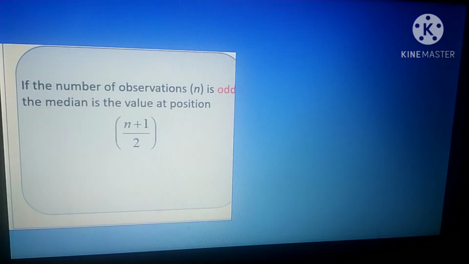See, if the number of observations is odd, what we have to do? The median is the value at position (n plus 1) by 2. Here n is the number of terms, that is, the number of observations we are taking. We have to add 1 to this n and divide that by 2. (n plus 1) by 2. This is the formula we have to use to find the middle term of the given data, if n is odd only. n means number of observations.